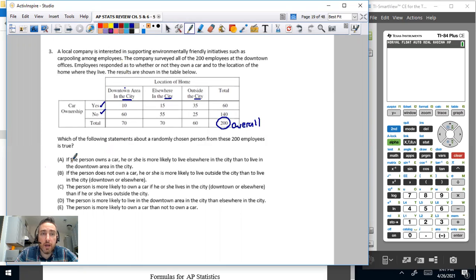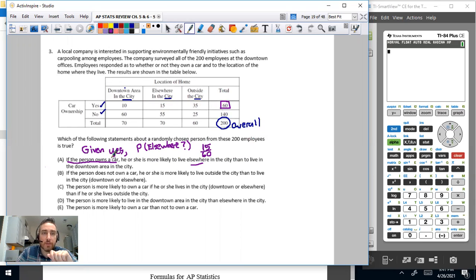The probability of living, if the person owns a car, this is a conditional. So given car, given yes, what's the probability of elsewhere? So what we want to do is look at the overall yes. Since we're given that, we're only looking at those numbers here. And out of that 60, 15 of those are going to be elsewhere in the city. So given car, the probability of elsewhere in the city is going to be 15 out of that 60.